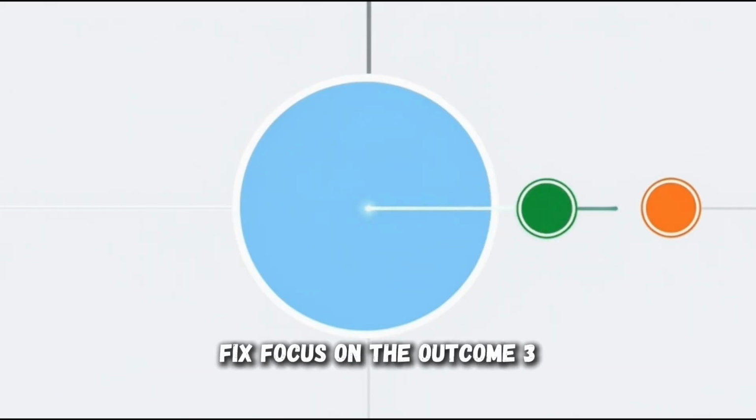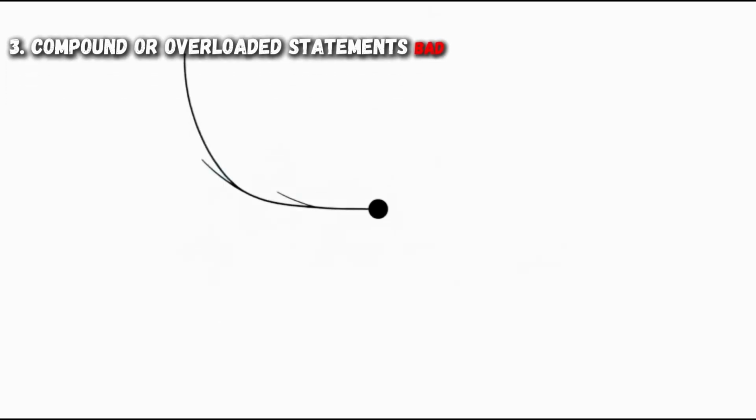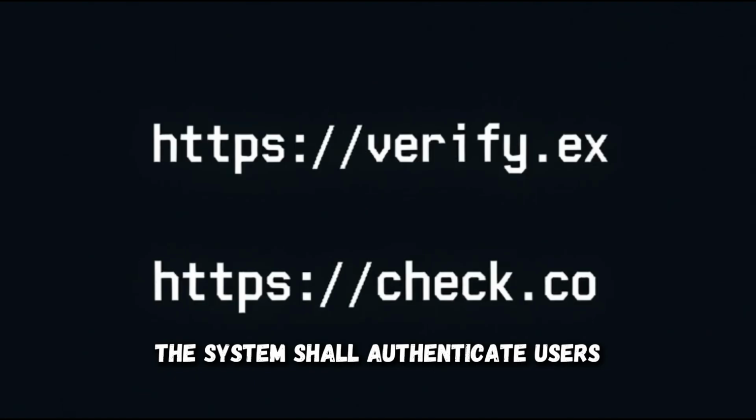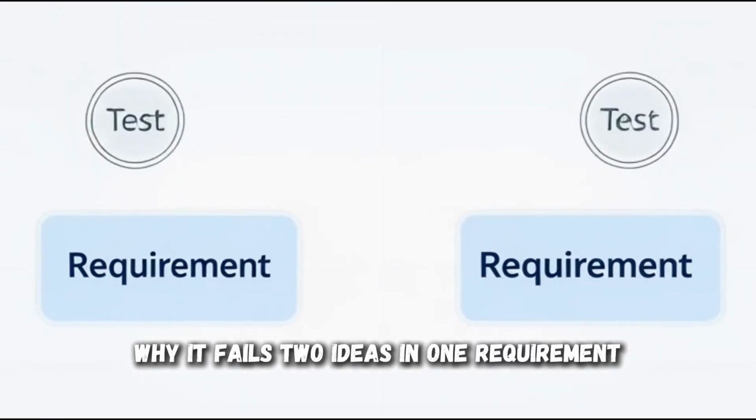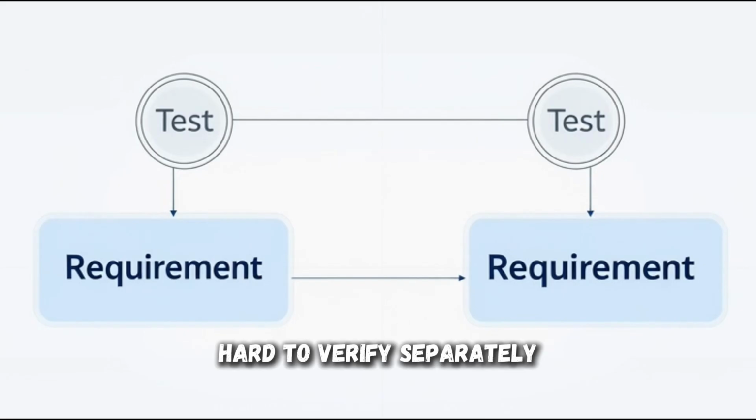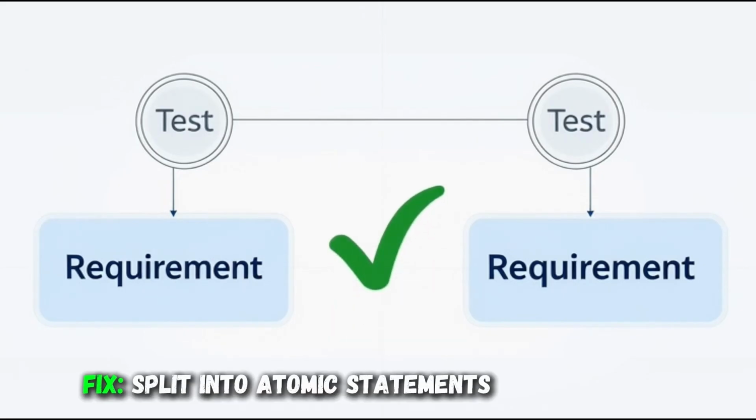Fix: focus on the outcome. Three, compound or overloaded statements. Bad: the system shall authenticate users and log all access attempts securely. Why it fails: two ideas in one requirement, hard to verify separately. Fix: split into atomic statements.